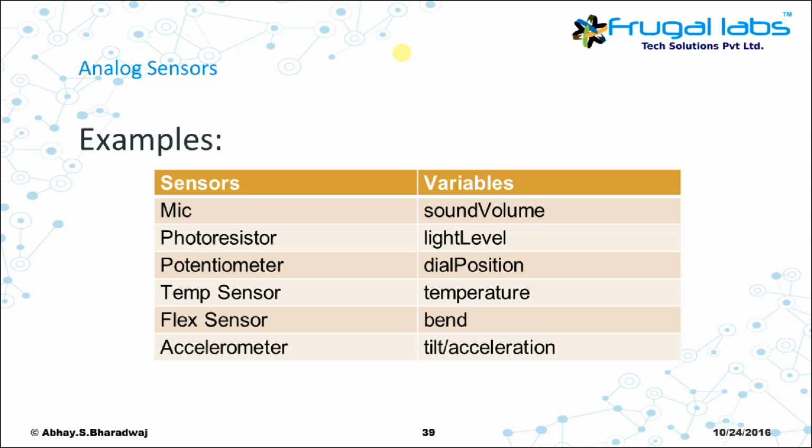So LDR is a type of analog sensor. You have different types of analog sensors. Some examples are a mic, photoresistor, potentiometer, temperature sensor, accelerometer, etc. A mic has a sound variable, a photoresistor has a light variable, so the light level. Same way, an accelerometer has a variable in your tilt XYZ axis. So these are some common examples of analog sensors.